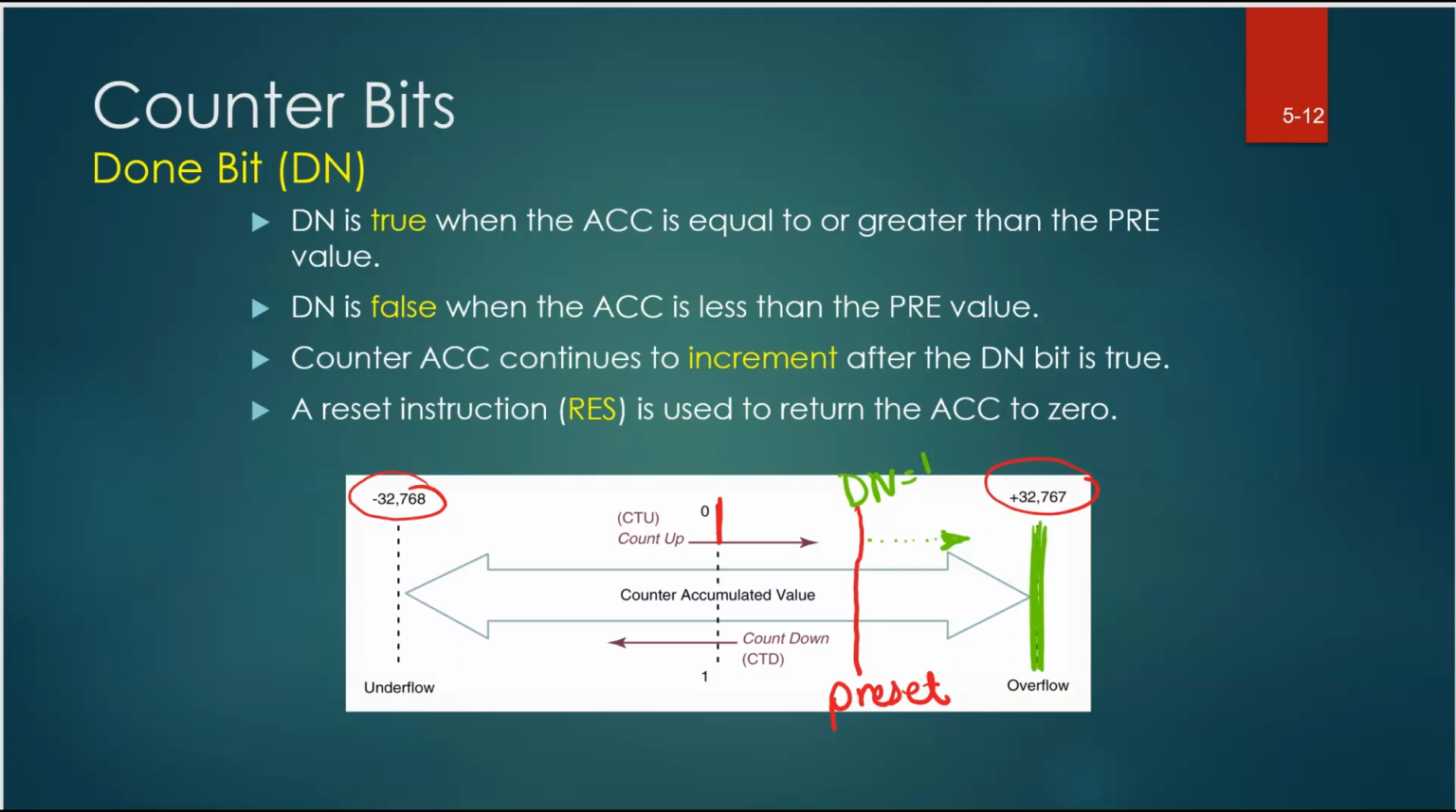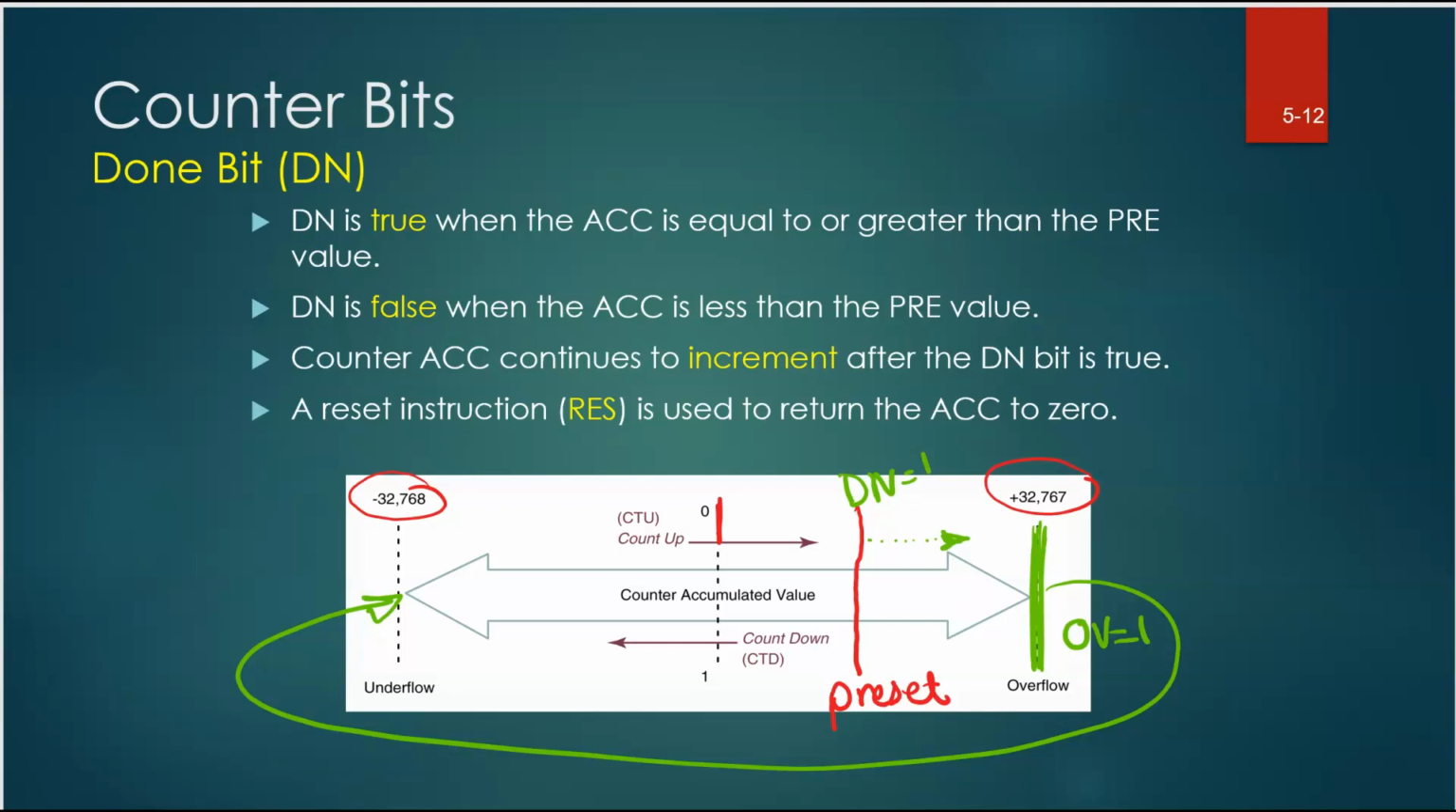So the next number that your accumulator will show after 32,767 is going to be minus 32,768. So at this point, an overflow bit will be true. So OV will be true in order to show you that you have reached the maximum possible positive number which is possible for your accumulator.